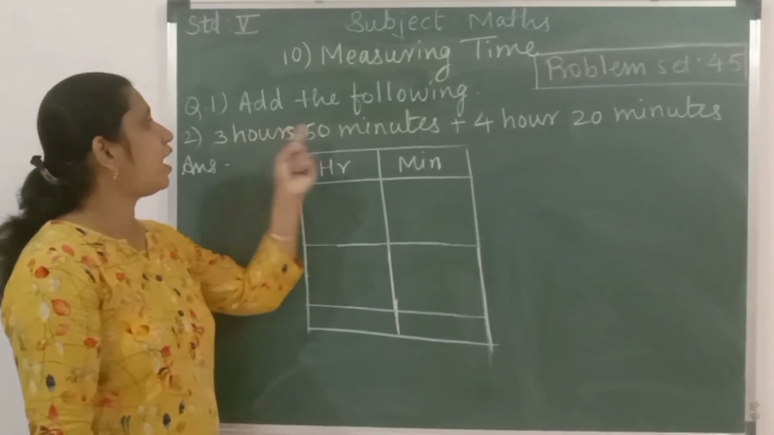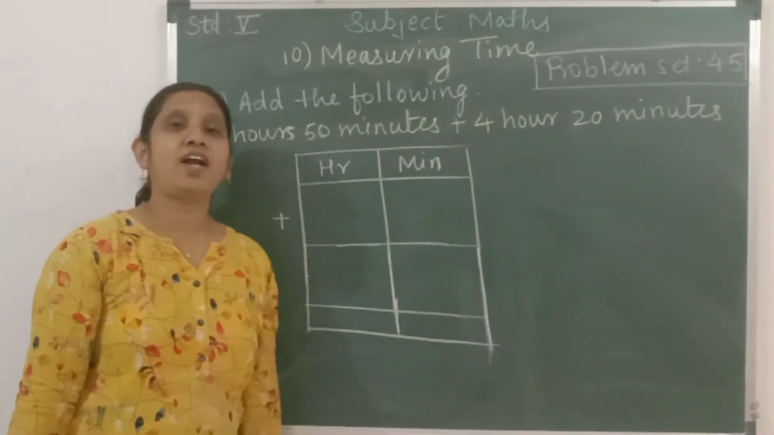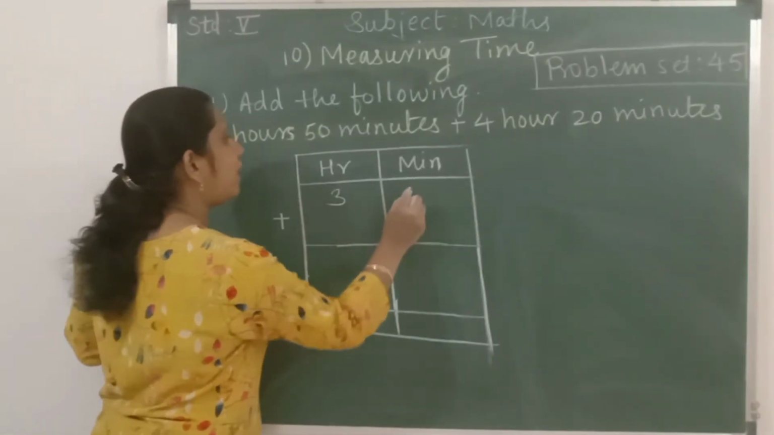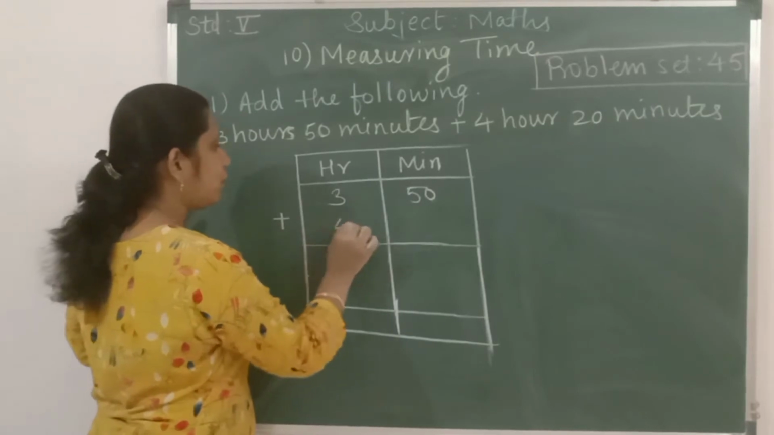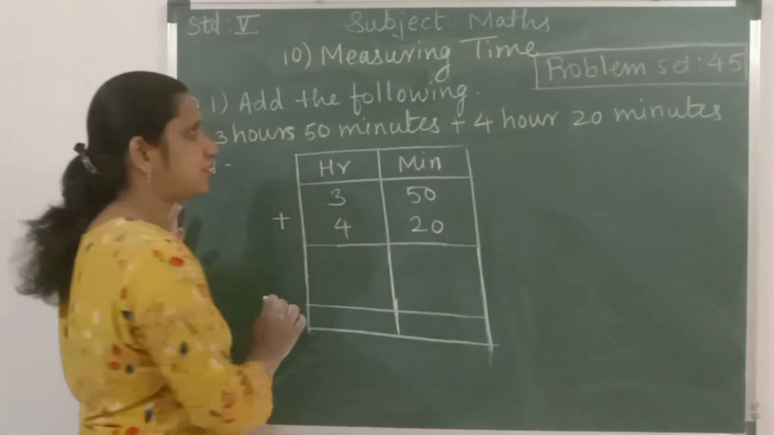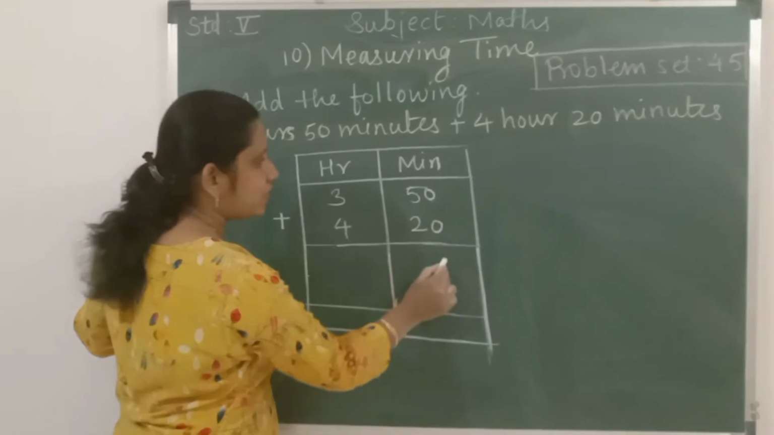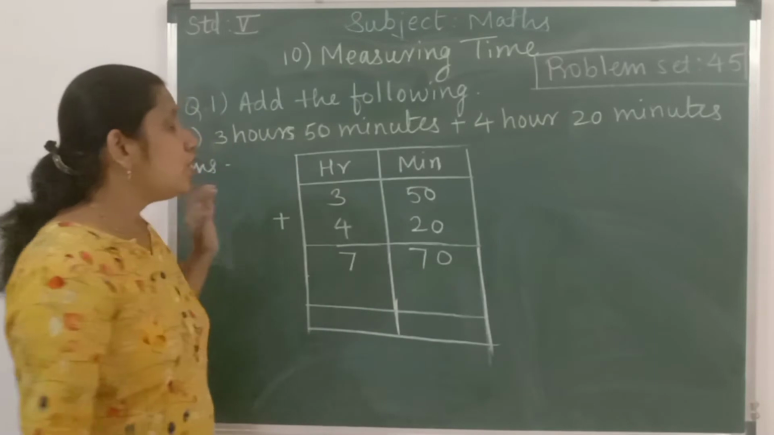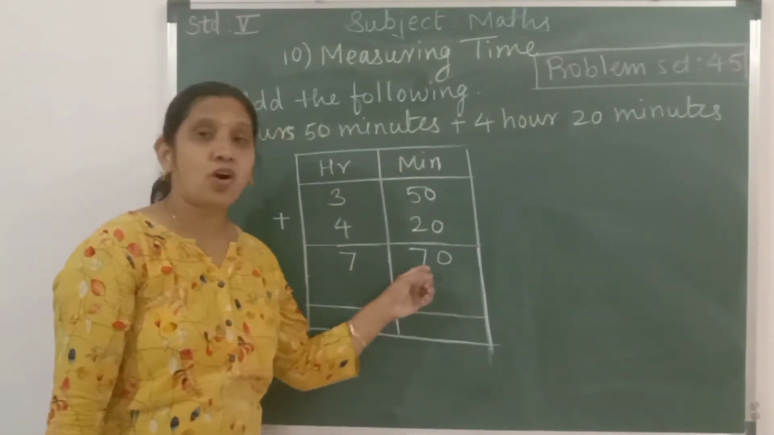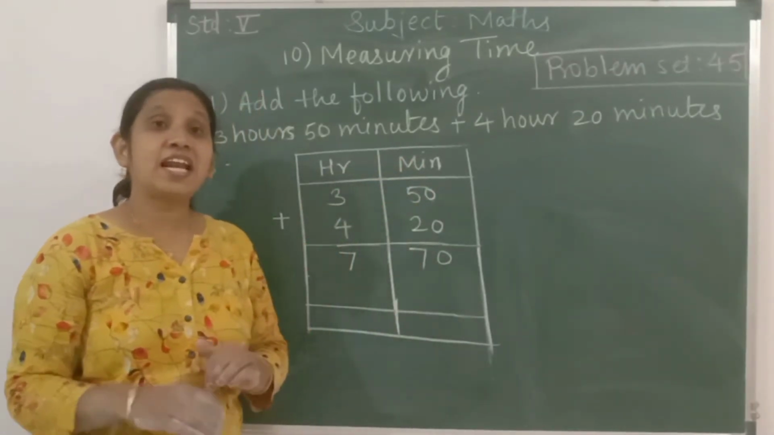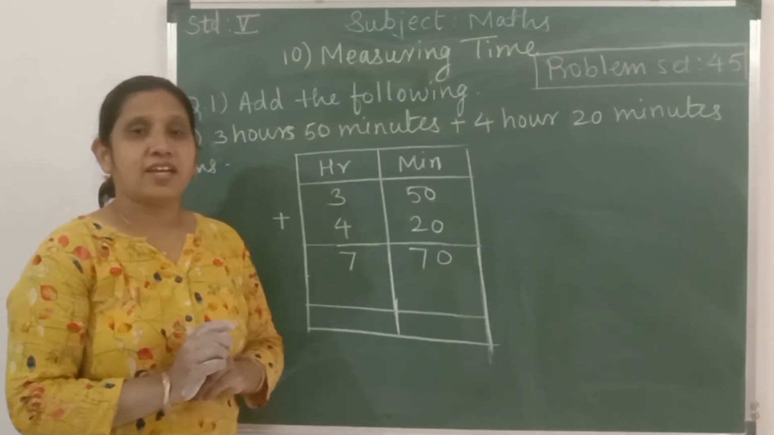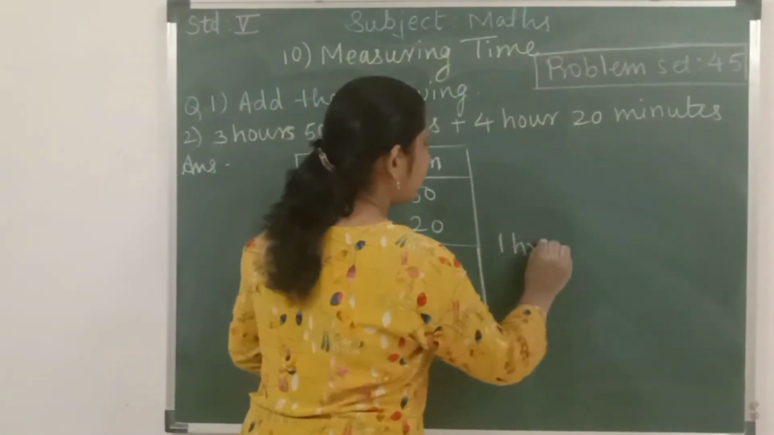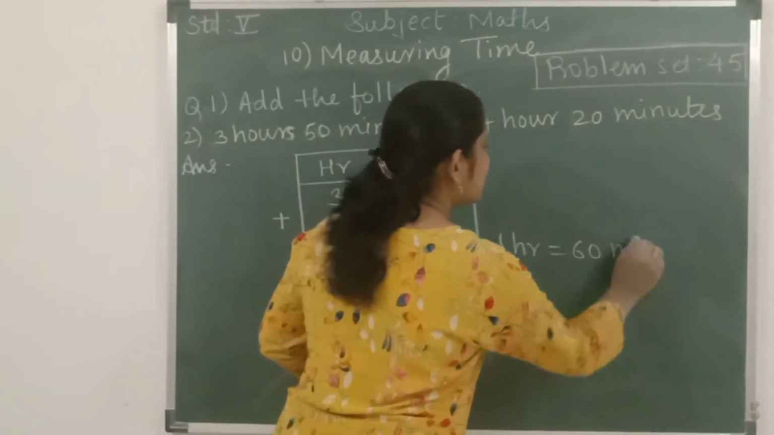What is given? 3 hours 50 minutes plus 4 hours 20 minutes. Now let us put the numbers in appropriate column. 3 hours 50 minutes plus 4 hours 20 minutes. Okay. Now 0 plus 0, 0. 5 plus 2, 7. 3 plus 4, 7. Children, in the minute column we have got answer 70, which is greater than 60. Okay, 60 minutes means what? 1 hour. So let us write over here 1 hour is equals to 60 minutes.